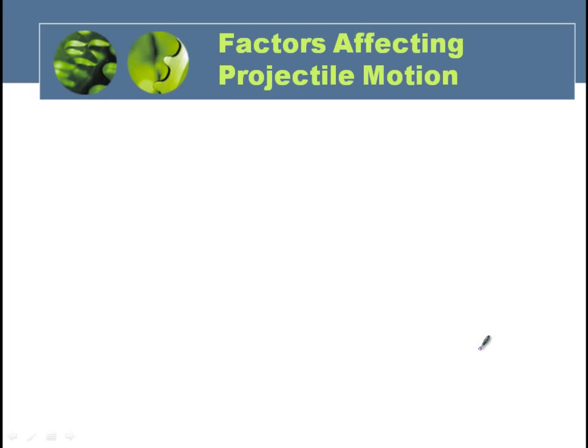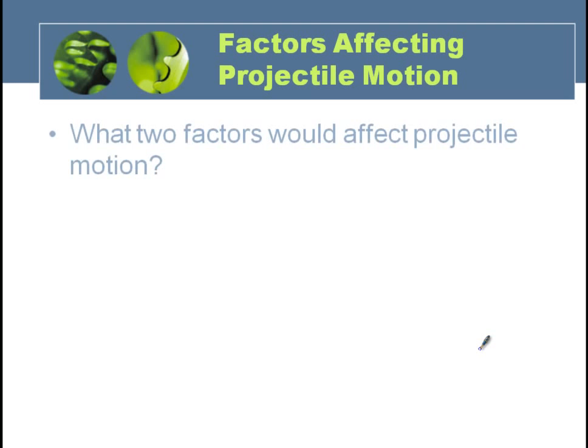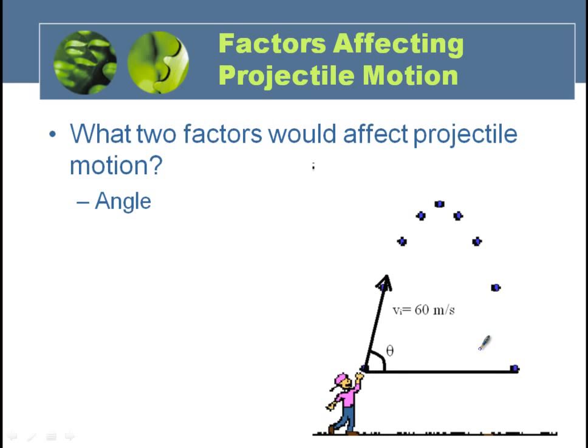So there are several things that affect projectile motion, actually only two. The angle at which something is launched. So this little angle, you change that angle, you change how high it goes, how far it goes, how long it's in the air, you change everything. And also the initial velocity, which is also going to change how far it goes, how high it goes, and how long it's in the air.